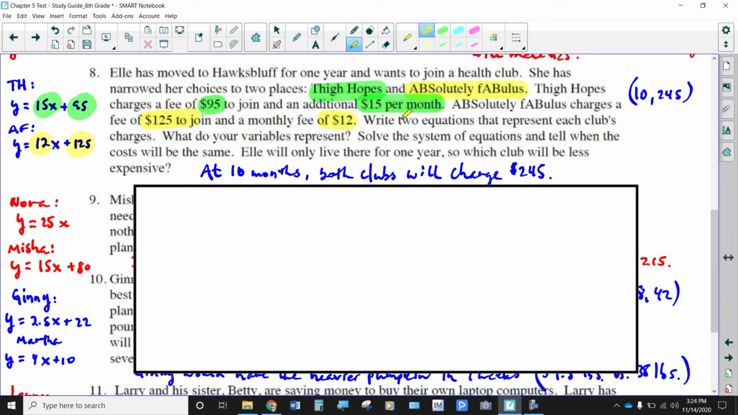So let's see what happens here. Write 2 equations that represent each of the charges. So there are the 2 equations. What do the variables represent? Well, right, X is the number of months and Y is the total.